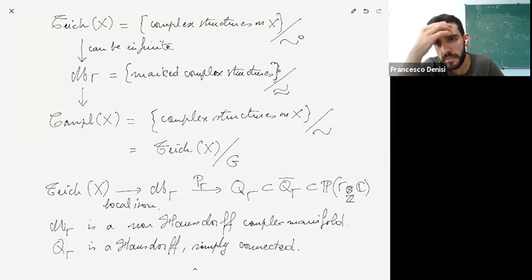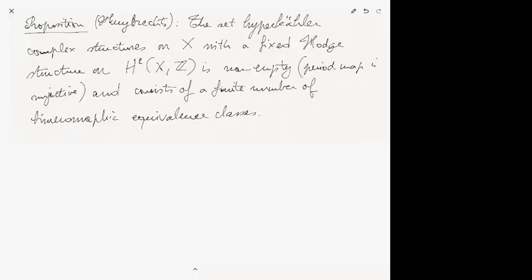Okay, any other questions? Okay, very good. Thanks, everyone. So now, as I said, I want to say something about the surjectivity of the period map. This is Verbitsky's clever trick, right?